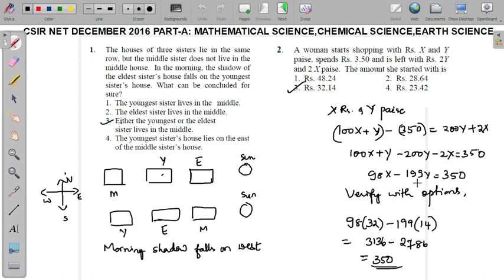Now, as there are two variables and one single equation, you can't solve it directly. So, you have to verify with the options. I will take X rupees as 32 and Y as 14. When you substitute all these values in this equation, it gives you 350. That satisfies, therefore the answer would be the third option.